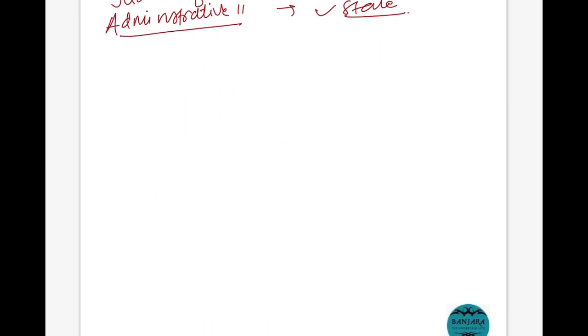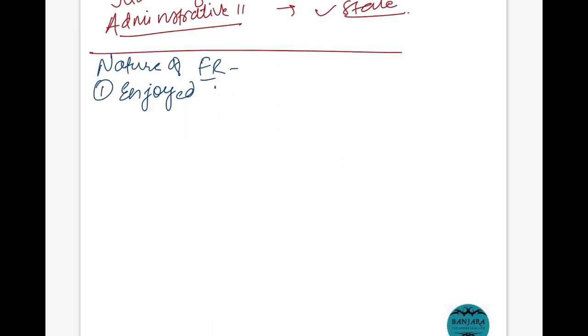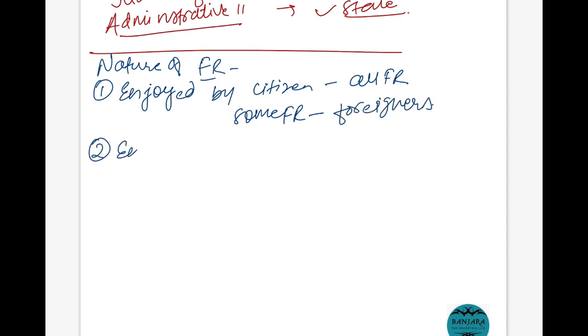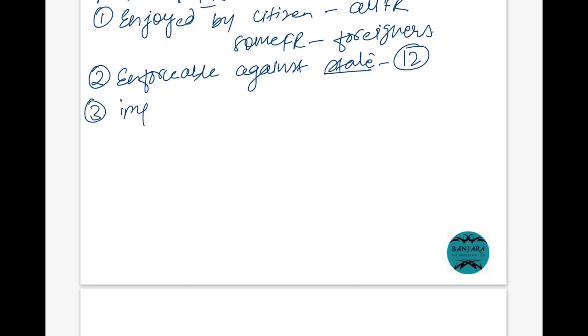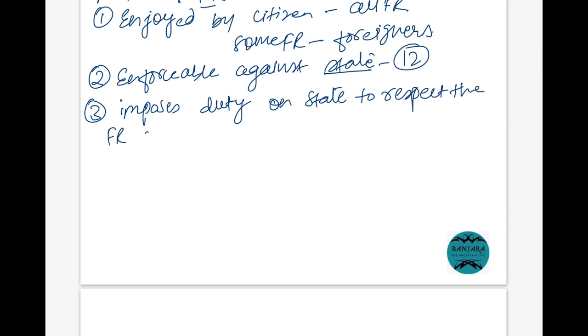Let us look at the nature of fundamental rights. Some fundamental rights are enjoyed by citizens, that is, all fundamental rights, while some fundamental rights are enjoyed by foreigners also. They are enforceable against the state. A state as defined in Article 12, it imposes a duty on the state to respect the fundamental rights of individuals. Fundamental rights are negative obligations of the state.